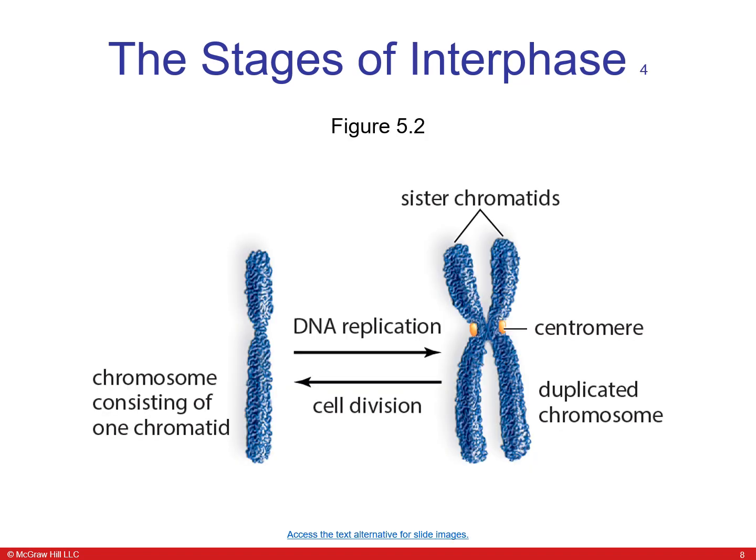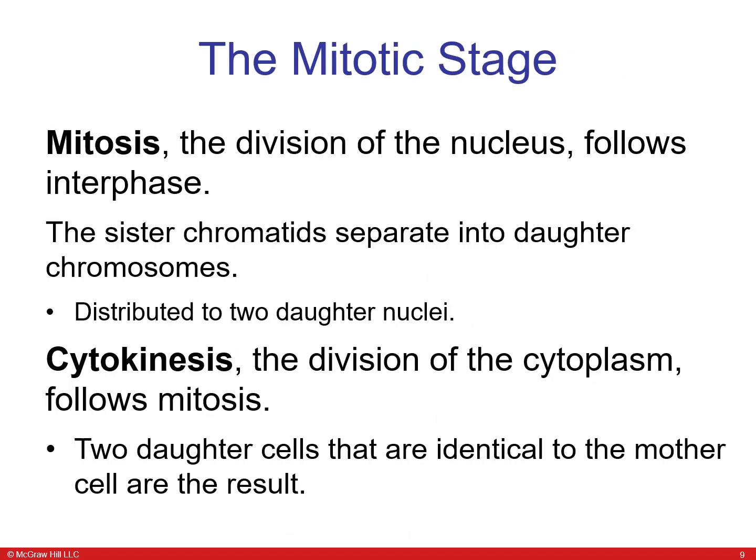So here's an example of a chromosome consisting of one chromatid. It goes under DNA synthesis or replication, and you have 2 identical sister chromatids. Mitosis is the division of the nucleus, and it follows interphase. The sister chromatids separate into daughter chromosomes, and cytokinesis is the division of cytoplasm following mitosis. And the result is 2 daughter cells that are identical to the mother cell.